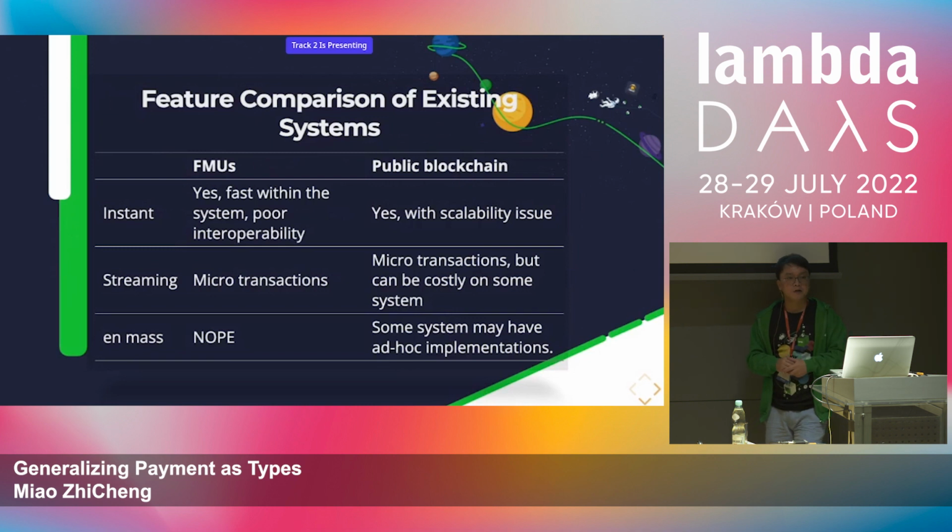What about streaming? Okay, so in FMUs, you could do that, but it's only in simulation, right? So it's microtransactions. You send small amounts of money in a very frequent way. So it kind of simulates streaming, but not exactly, right? In the public blockchain space, microtransactions maybe, but can be very costly. I mean, on Ethereum, each transaction has at least a floor price, right? So if you do very frequent microtransactions, it's going to cost a lot, right?